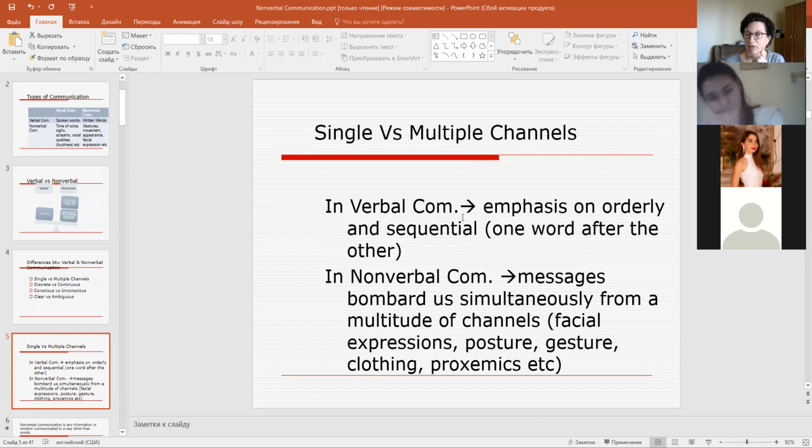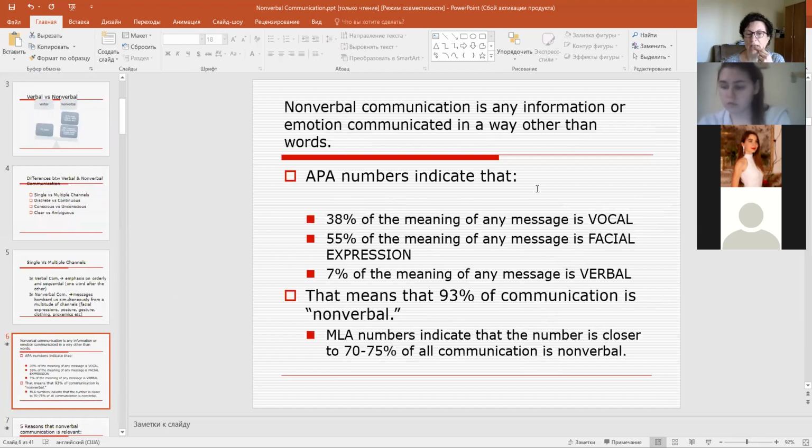In verbal communication, one channel, one word after the other. In non-verbal communication, there is simultaneous multitude of channels. Face, expressions, gesture, poses, clothing, what you do, how you stand, how you come, how you touch, all these channels, they are connected. So we've seen that 38 and 55% are nonverbal, while only 7 are verbal, and altogether 93% of communication is nonverbal.